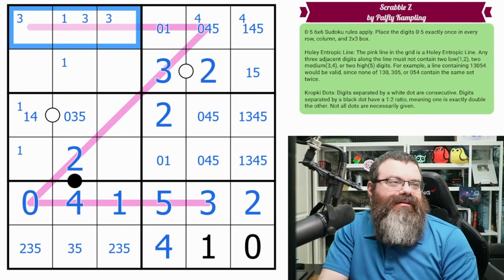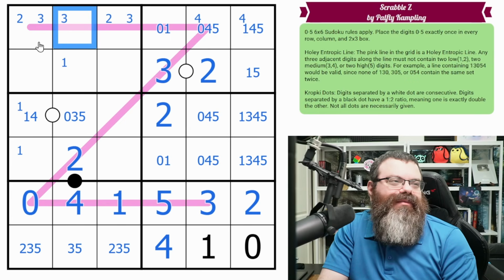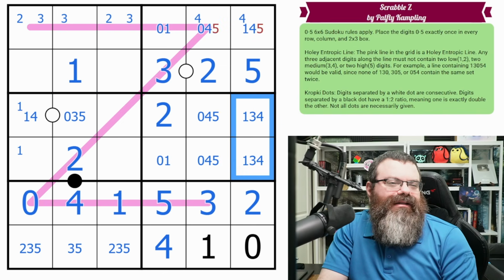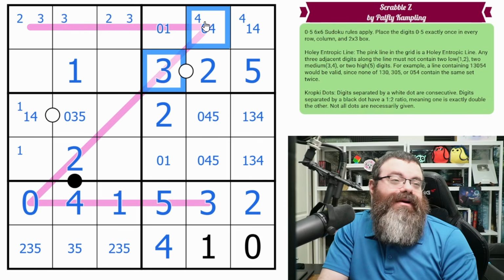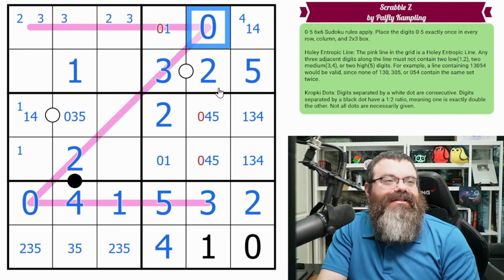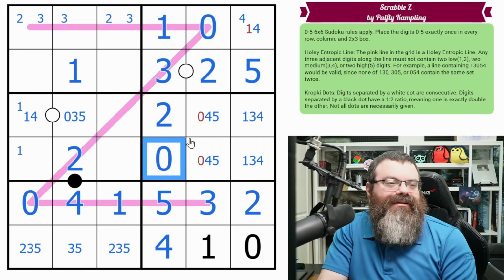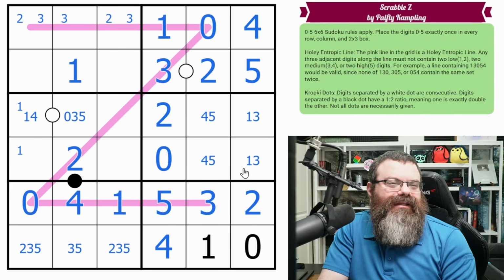So 2 is up here, meaning the 1 cannot be, because if 2 is up here, we can't have another low. And so this is our 1. That's 5. Okay. Now what about this group? Yeah, we can't have the 3 and the 4. So that's 0 and that's 1. That places 0 here. That places 4 here. All right.